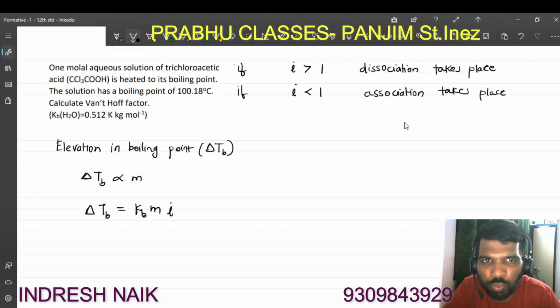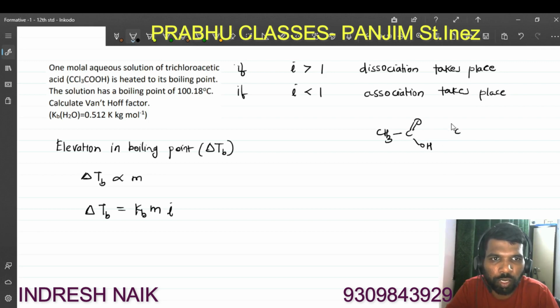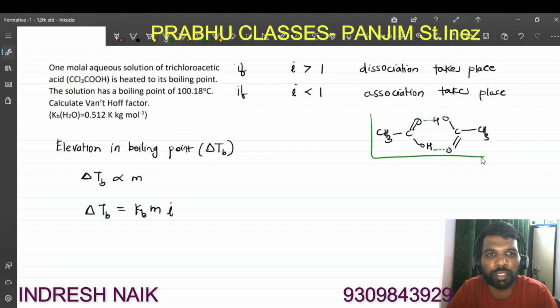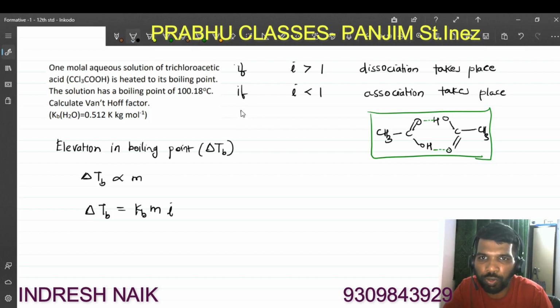A good example for this is a carboxylic acid, let's take CH3COOH. This is one carboxylic acid molecule. Another carboxylic acid molecule will be this way, and then there will be a hydrogen bond between this oxygen and hydrogen. So this will be considered as one particle. This is a dimerization, and that time i will be less than 1. Here in this case, i will be half.